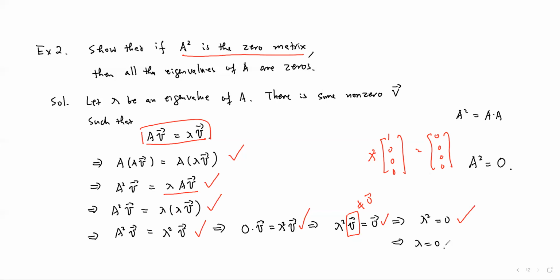I get this equation. So lambda is 0. Because lambda is an arbitrary pick, all eigenvalues of A are zeros. This is topic 2. Okay, now topic 3.